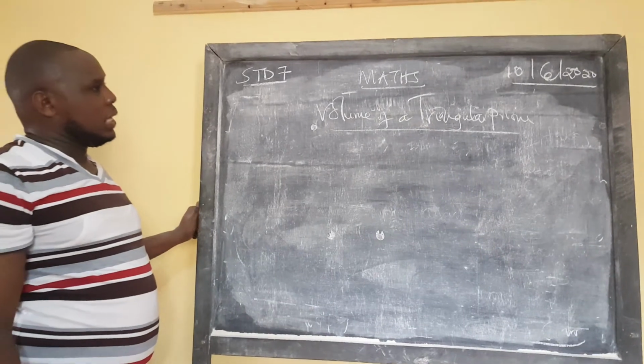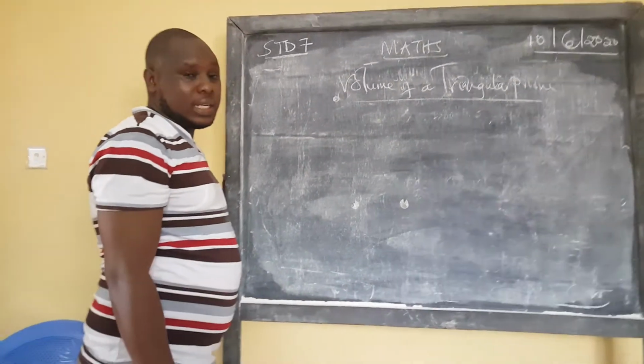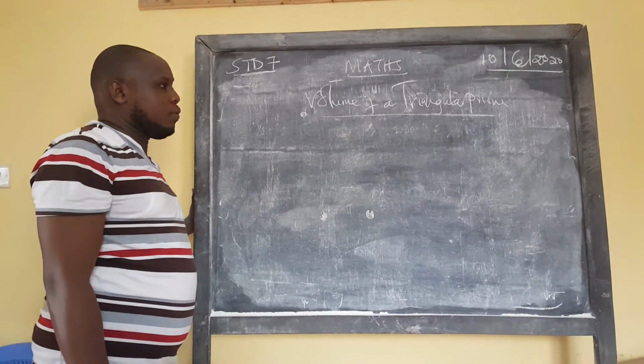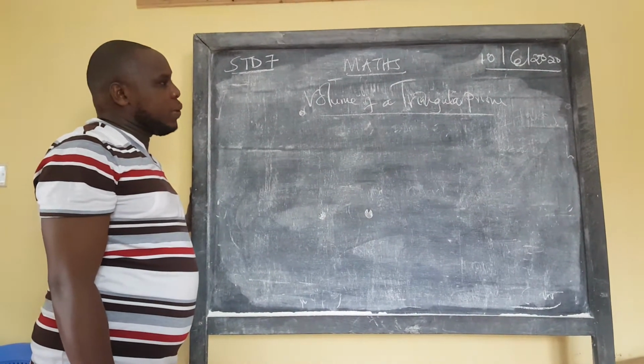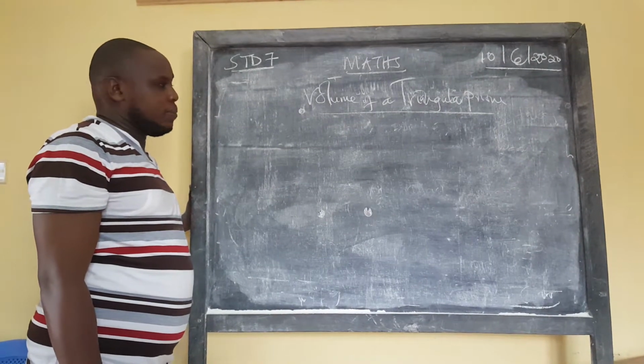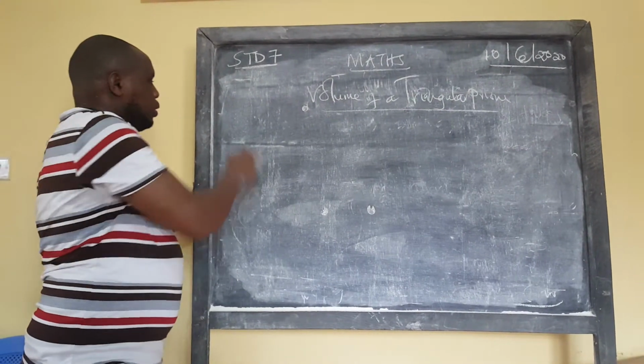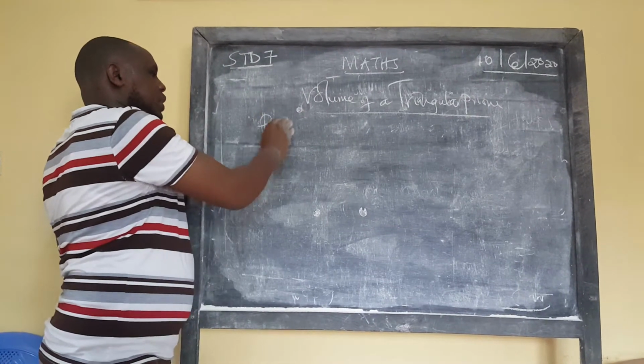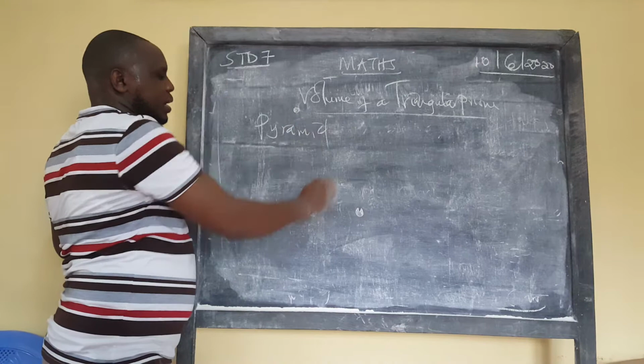Welcome to today's lesson. As you can see, last time we studied the volume of different shapes, and we did volume of cubes and cuboids. Today we are doing the volume of a triangular prism. As I told you last time, there are two things we need to get here: a pyramid and a prism.